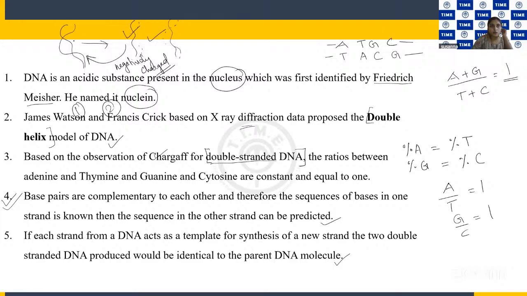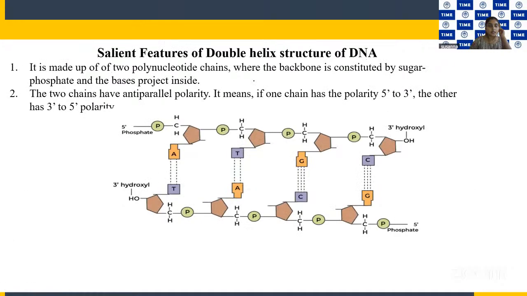So for the replication, prior to replication, there will be a denaturation of this double-stranded DNA, and a single strand will be formed, and a complementary strand will be formed for this, like this. And these two daughter strands, or these two daughter double helix DNA, will be similar to the parental DNA. I hope it's clear for you. Right. So next we go on to the salient features of the double helix structure of DNA.